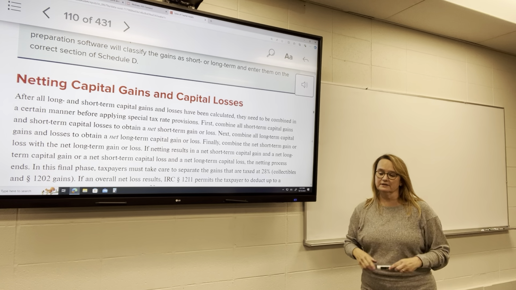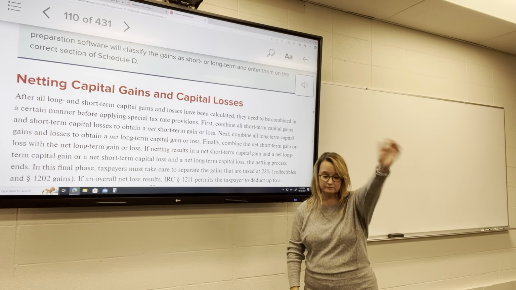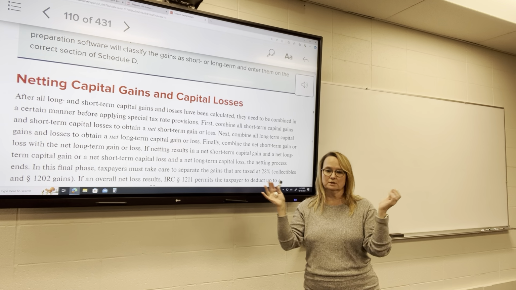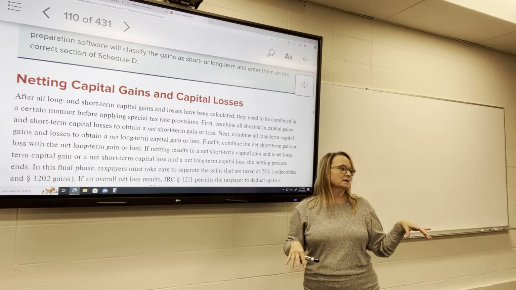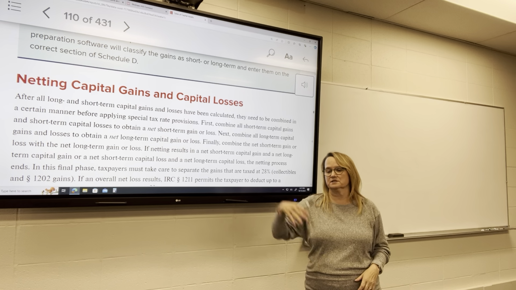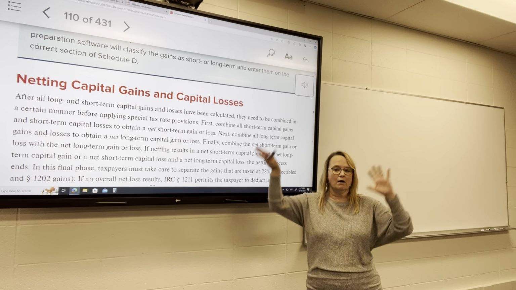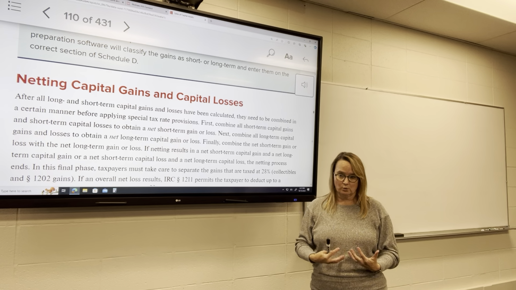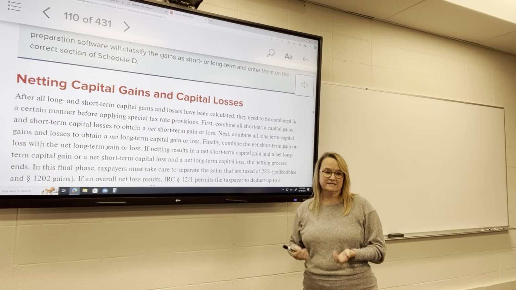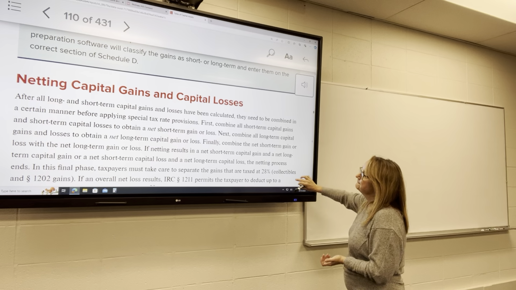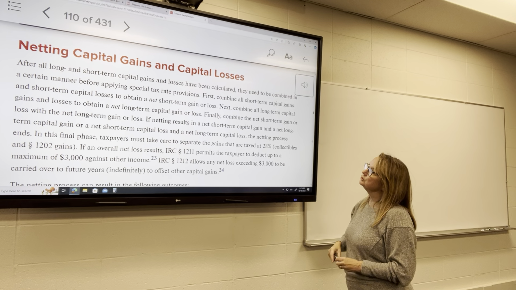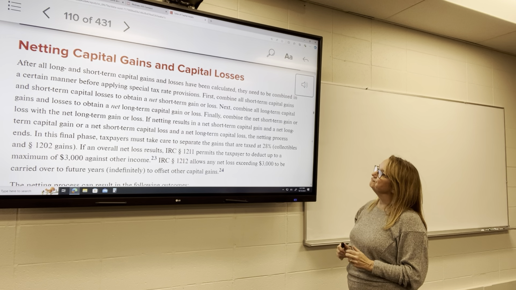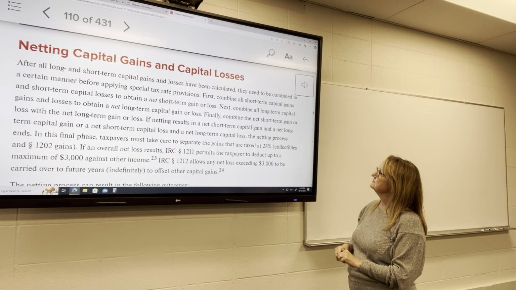So, capital gains and losses, you have to net them together. Like I said, in my example, you sold 10 different shares of stock. Some of them had gains, some of them had losses, some of them were short-term, some of them were long-term, all over the place. You have to combine them all, and you have to combine them in a certain order before you can determine what the tax treatment is. So after all long-term and short-term capital gains and losses have been calculated, they have to be combined in a certain manner before applying the special tax rate provisions.